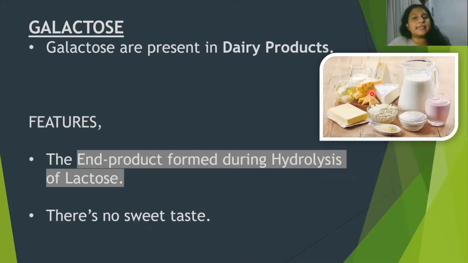And galactose. So galactose, y'all may have heard of lactose intolerance. That means it is always combined with milk, dairy products. So galactose is present in all these dairy products. And the features: it is the end product formed during hydrolysis of lactose, and it is not sweet in taste. Like when you drink raw milk, there's no taste, right? You all have to put sugar in and taste it. So galactose does not have any sweet taste, right?